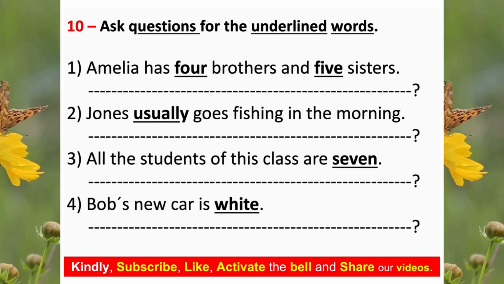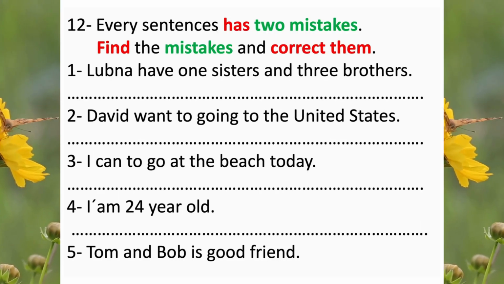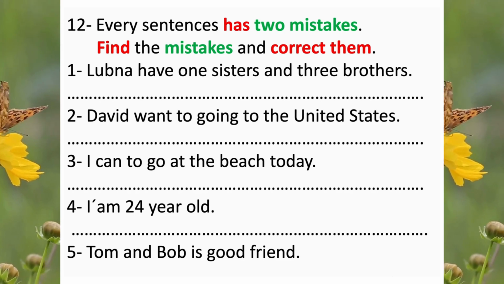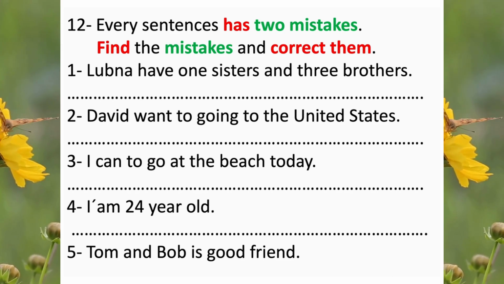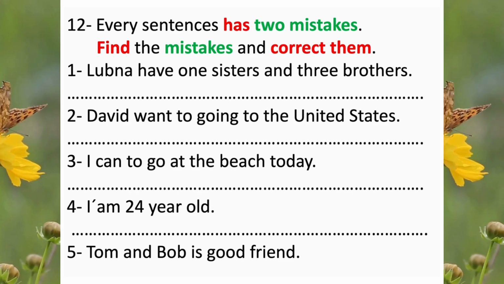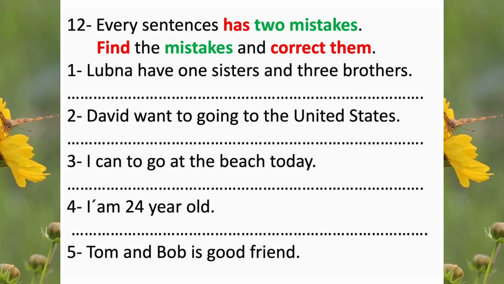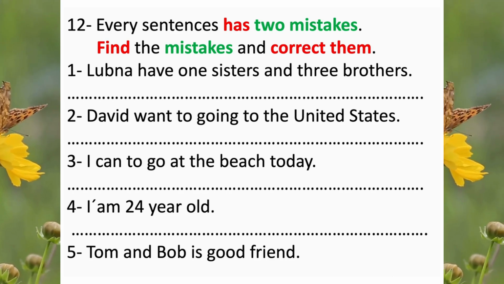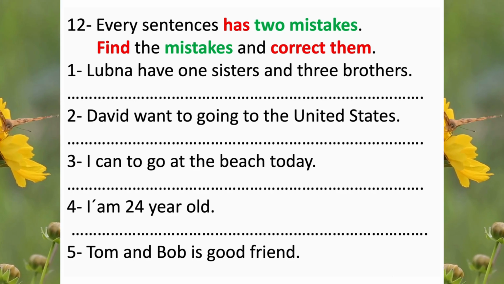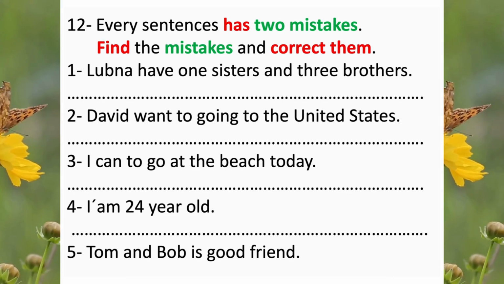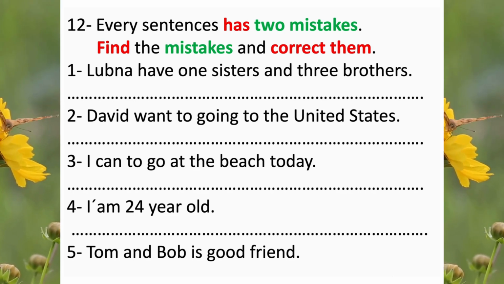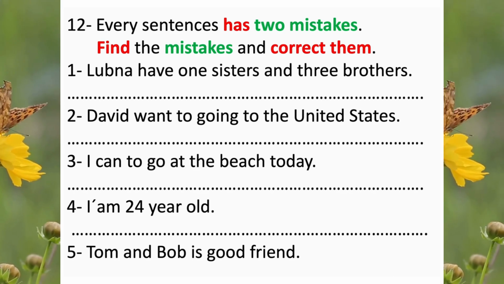Let's go to the next slide. So this is the last question of this Let's Practice English number 4. We have 5 sentences. Every sentence has 2 mistakes. Find the mistakes and correct them.